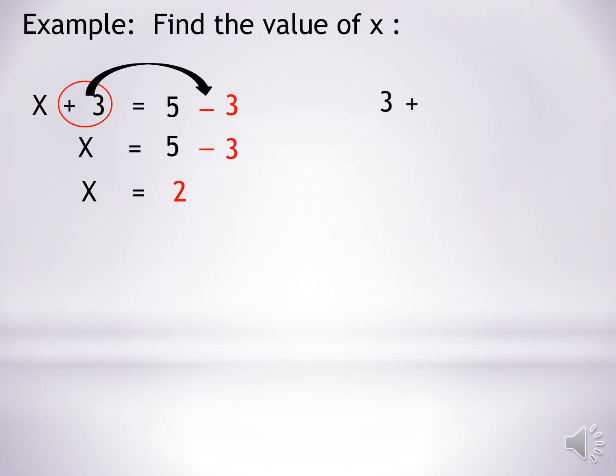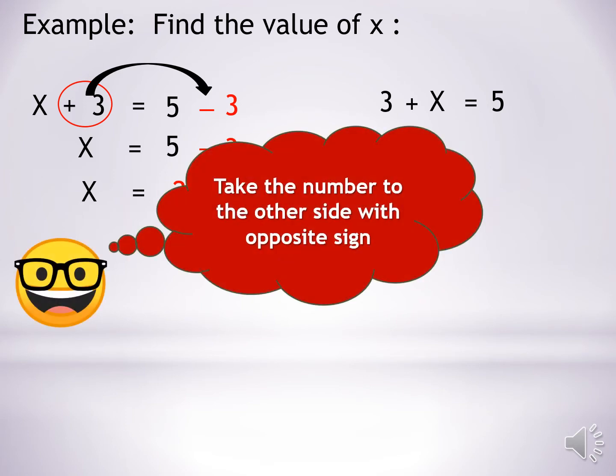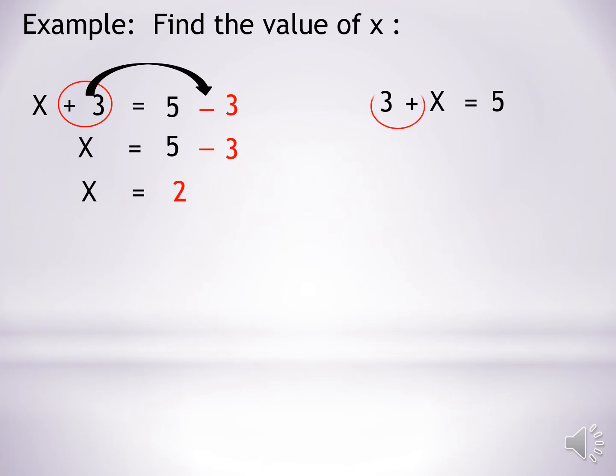Let's take another example. If I have 3 plus x equals 5. Again, the same way. I will take the number to the other side with the opposite sign. So I will circle 3 and the sign, and I will send it to the other side but with the opposite sign. So it will be 5 minus 3. So now I have x only in this side equal to 5 minus 3. So x will be 2. If I check my answer, 3 plus 2 equals 5, so I'm right.